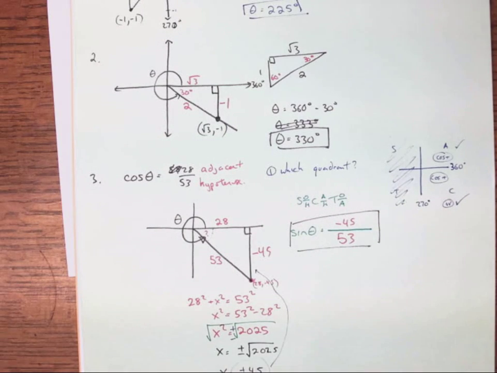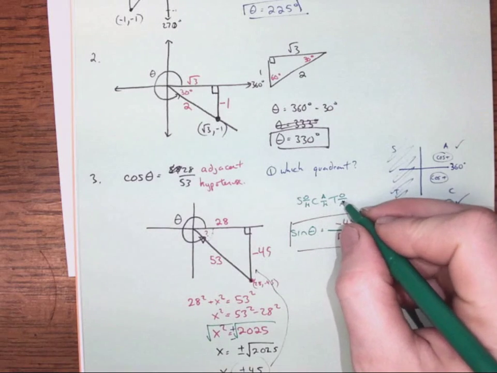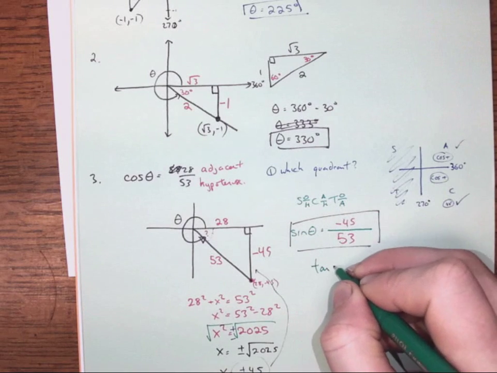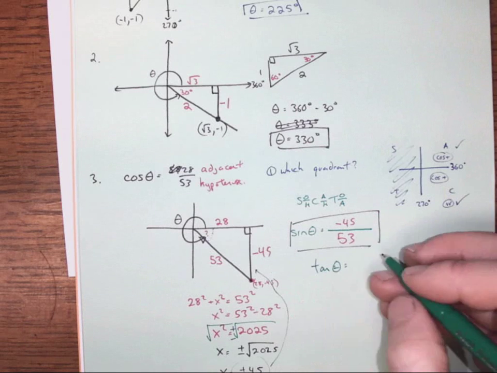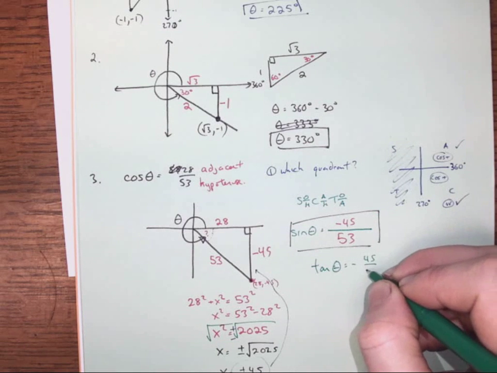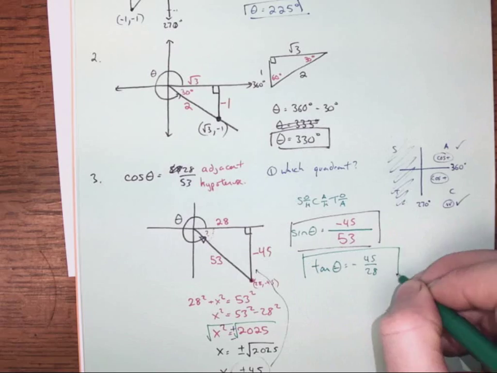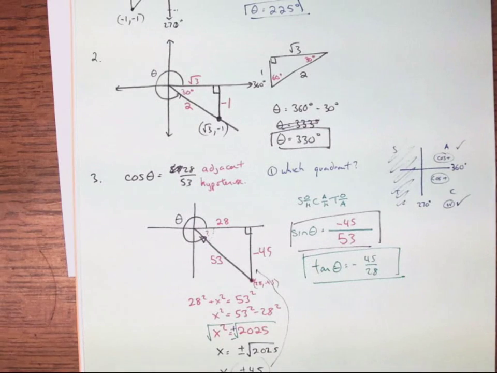And now it's pretty trivial to write the tan theta too. Tan theta is opposite over adjacent, and it's going to be equal to negative 45 over 28. Done.